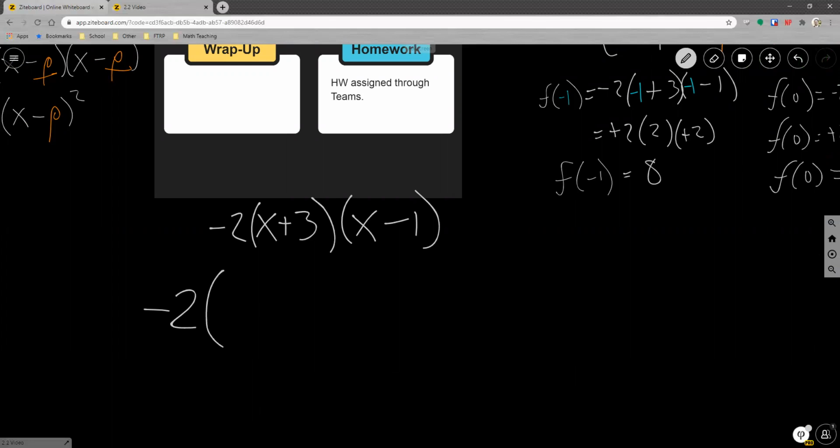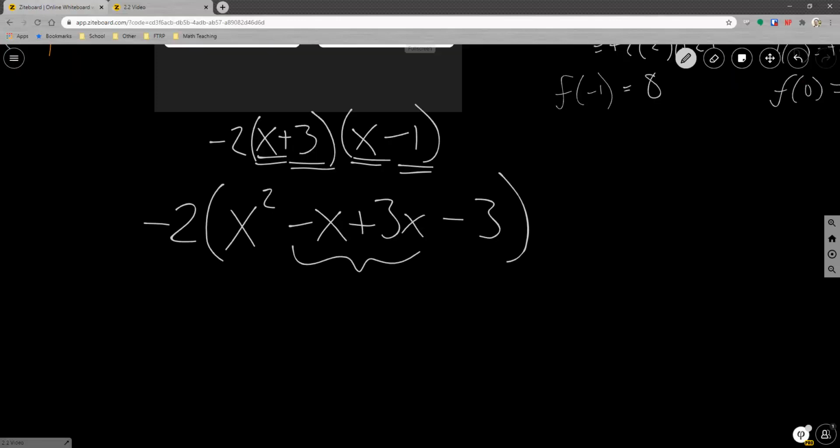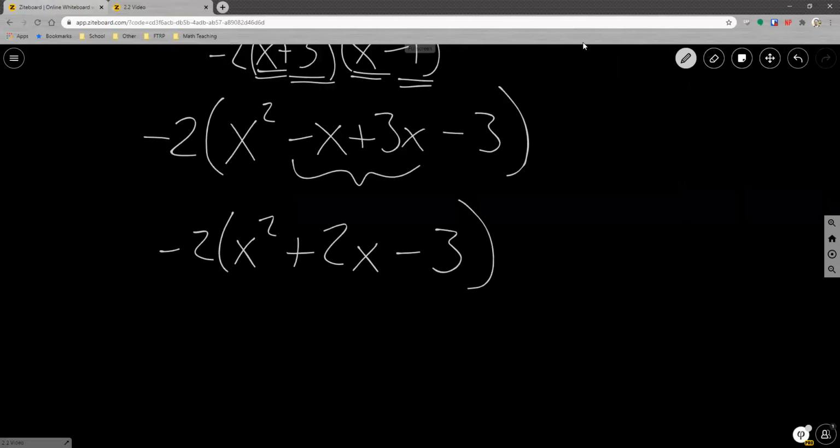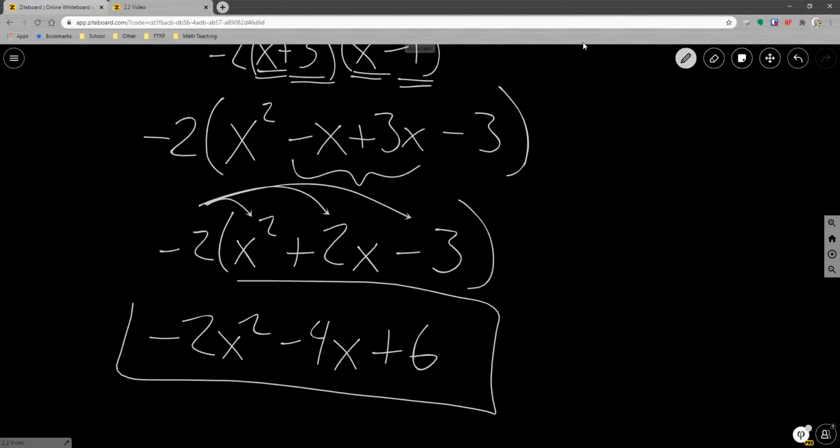So I saw this -2 here. It's going to be -2 times, let's do my FOIL method, x times x is x squared, x times -1 is -x, 3 times x is 3x, and 3 times -1 is -3. Combine the like terms, and I get -2 times x squared plus 2x minus 3. Last step, I distribute. Get -2x squared minus 4x plus 6. Now I'm in standard form.